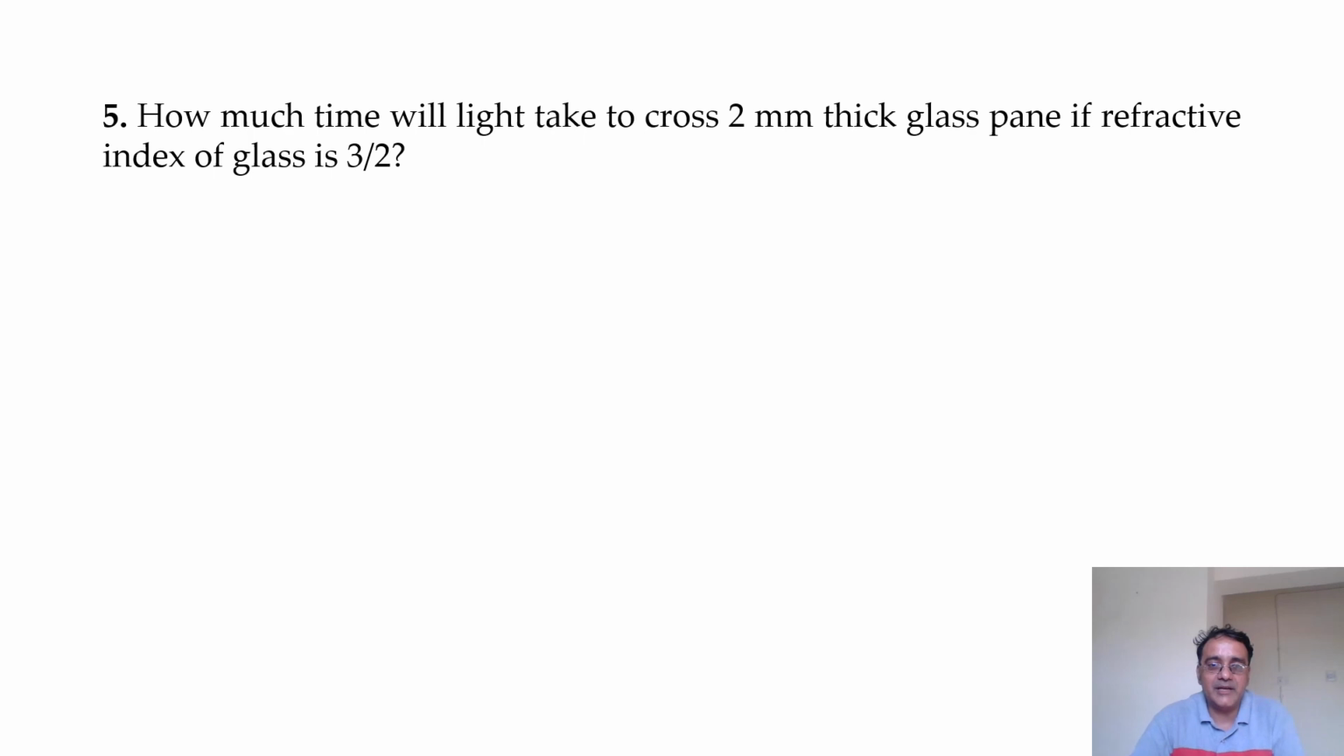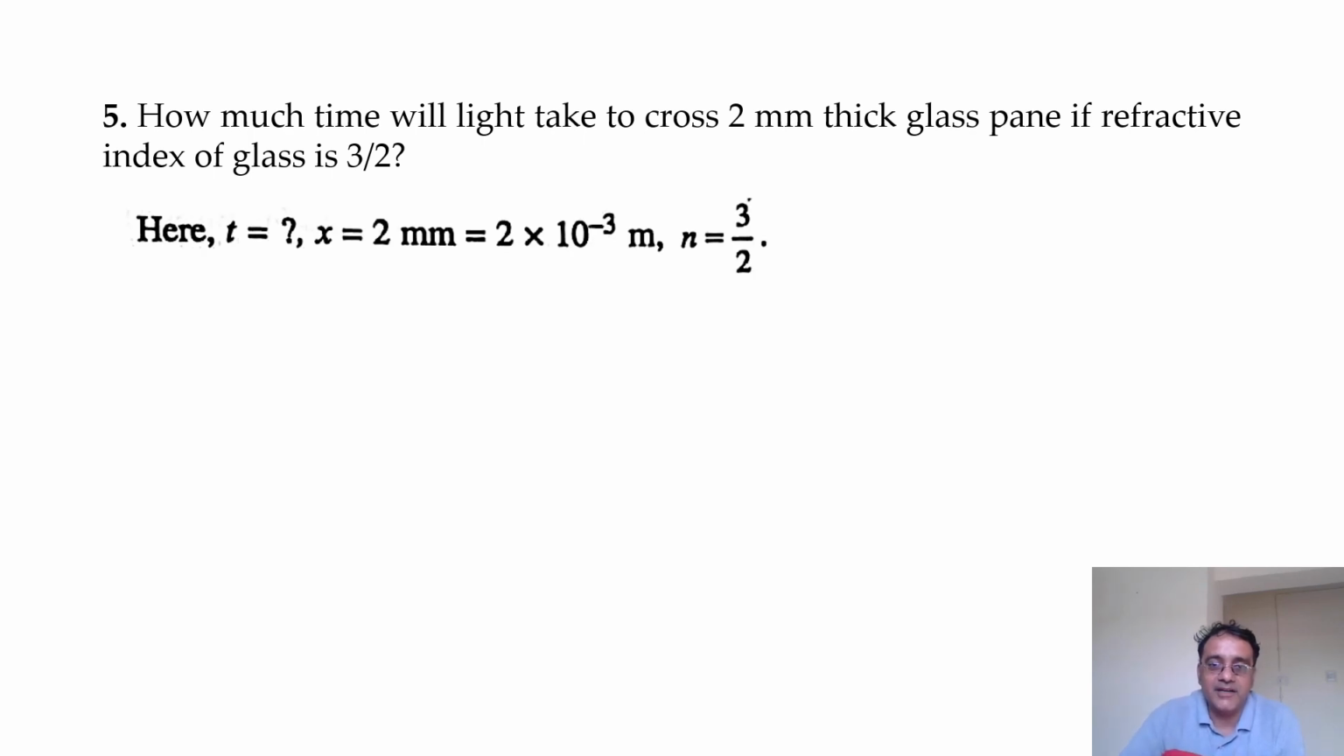So one more example. How much time will light take to cross a 2 millimeter thick glass pane if the refractive index of glass is 3 by 2, that is 1.5? So first of all क्या क्या दिया हुआ है? The width of the glass is given, that is x is equal to 2 millimeter. Okay, and 2 millimeter we can write as 2 into 10 to the power minus 3 meter, and n is given as 3 by 2, that is the refractive index of glass.